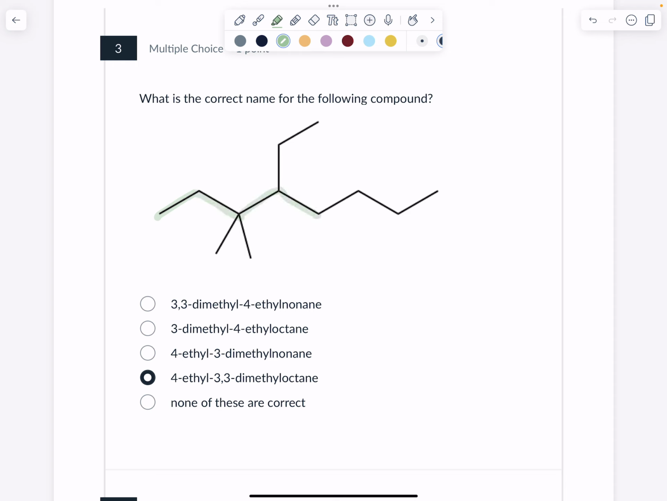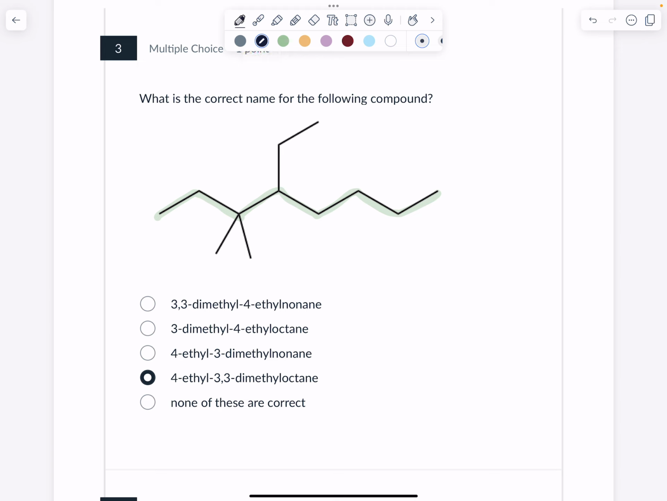So you can find the parent chain. This looks like the parent chain to me, although this one over here is a little bit longer, so I'm going to see what happens if I highlight this, how many carbons are there. So on the green one, we have 1, 2, 3, 4, 5, 6, 7, 8 carbons. On the orange one, we have 1, 2, 3, 4, 5, 6, 7. Okay, so the orange one is not looking like a viable option. I think green is the parent chain.